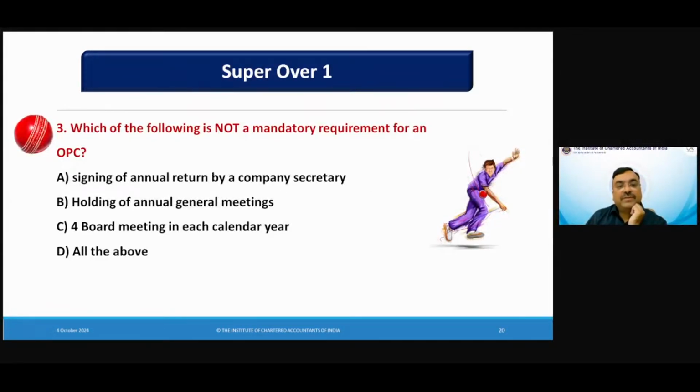Which of the following is not a mandatory requirement for an OPC? Signing of annual return is not required. Holding of AGM is not required. At least four board meetings are not required.